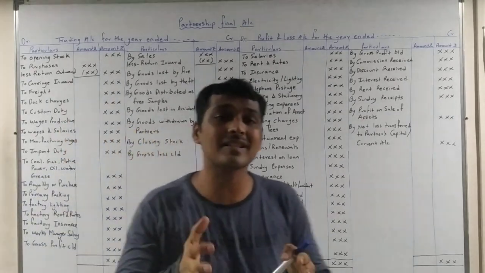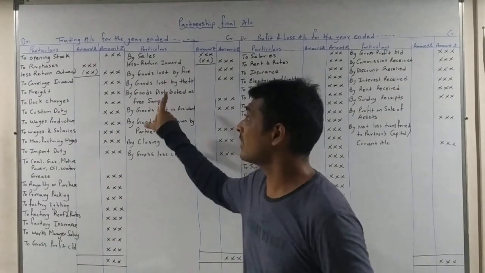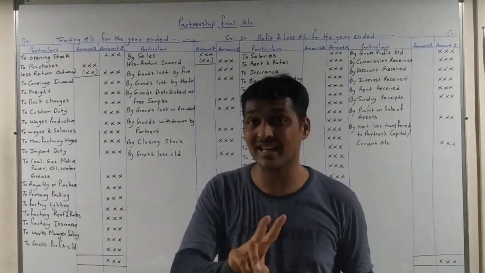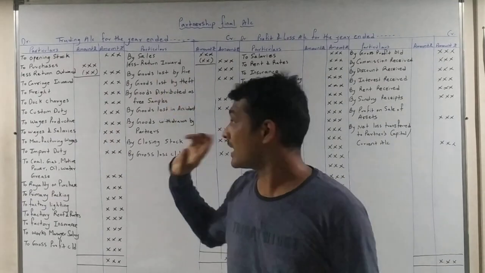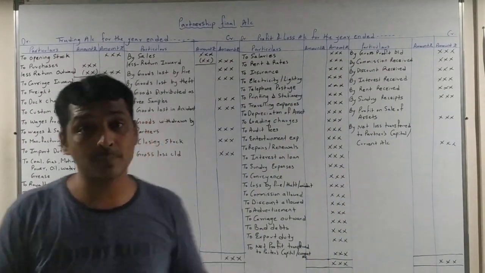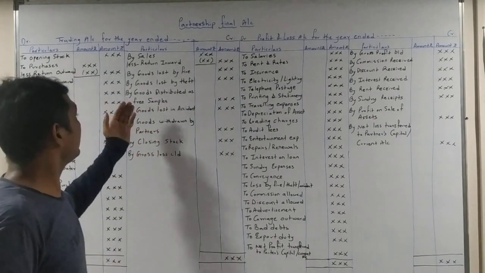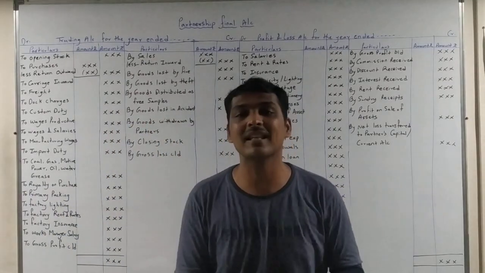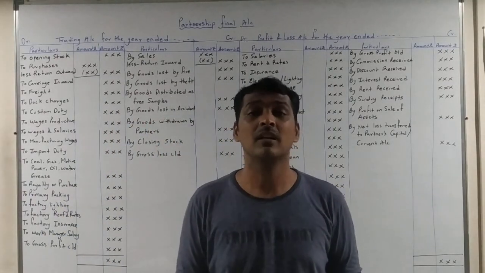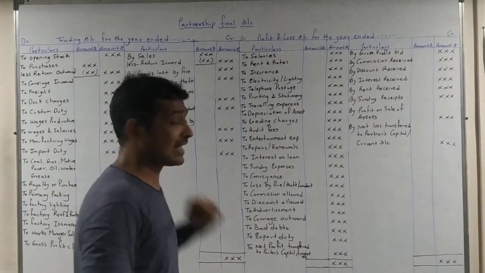Then next is goods lost by fire. If your goods are lost, that means your stock is going to decrease, so you have to record it under the credit side. You remember the second reason. So goods lost by fire will be recorded under the credit side. And goods lost by theft, chori ho gaya hai, will also be recorded under the credit side. Then goods distributed as free sample. If we have distributed goods as a free sample, that means we have done our advertisement, then ultimately our stock is going to decrease and it will be recorded under the credit side.